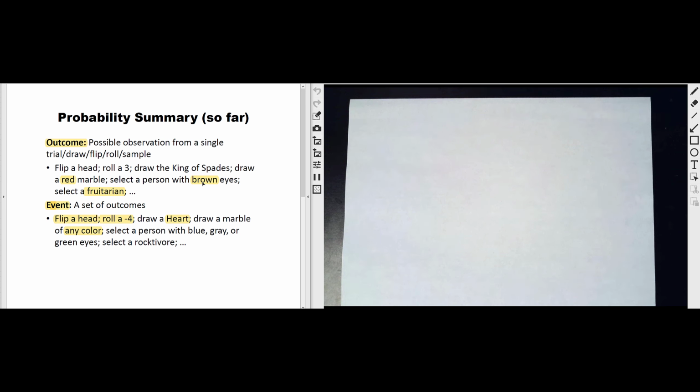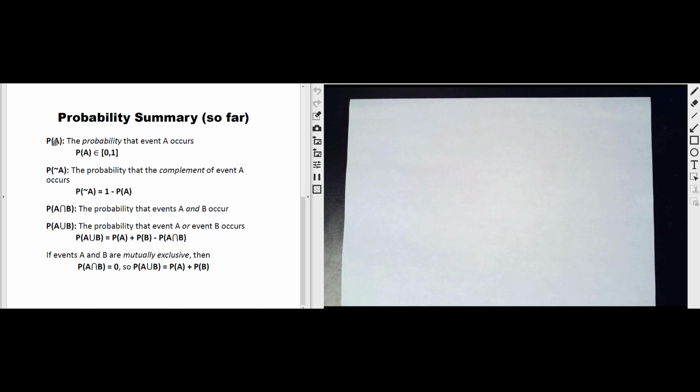Rather than selecting a person that has brown eyes, we could talk about selecting a person that has blue or gray or green eyes. We could talk about selecting a person at random and discovering that that person only eats rocks. Well, the probability of that is 0, I certainly hope. All right? So, outcomes are individual observations, and events are sets of outcomes that we are trying to predict probabilities of.